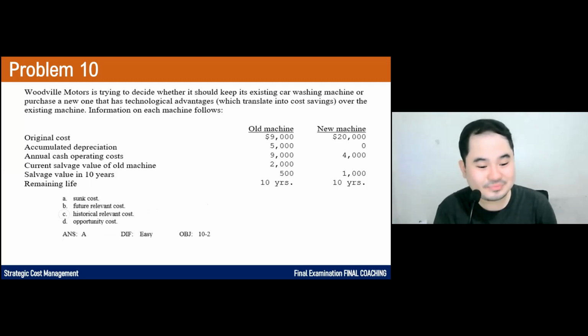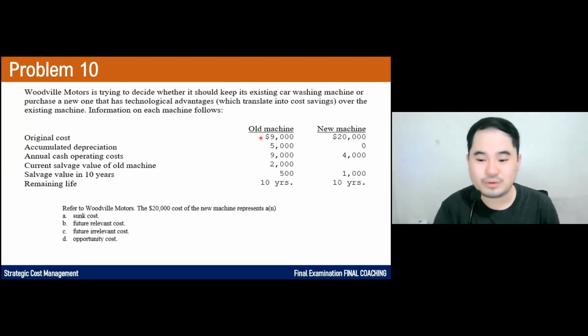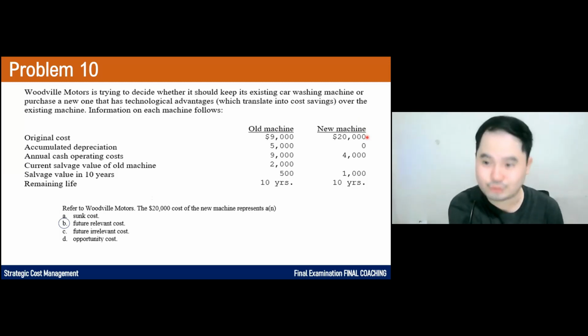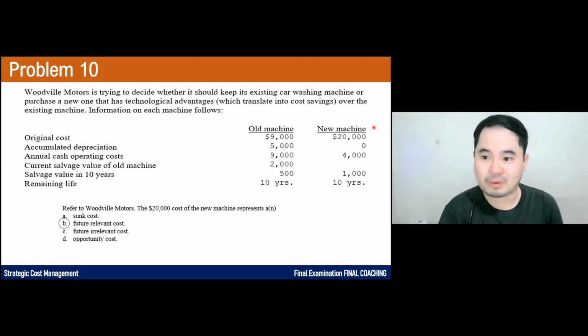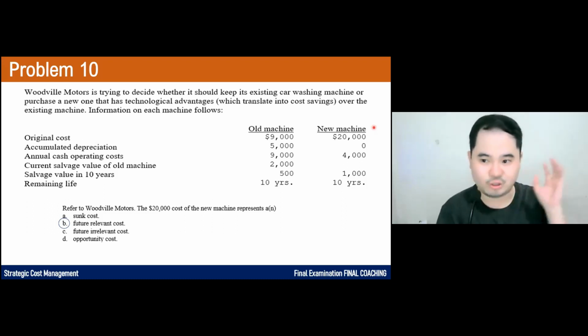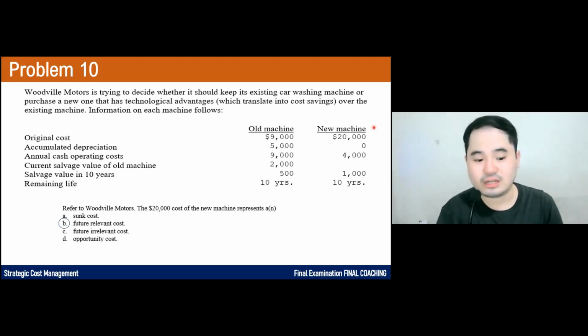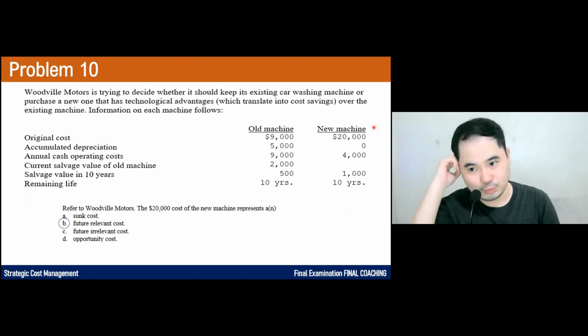Okay, next. The $20,000 cost of the new machine. Ito naman, yung $20,000 na to. Yan po ay future relevant cost, or kung sakali meron sa problem, ang choice ay out-of-pocket cost, o yun po yung sagot dyan. It is a future relevant cost. It is an out-of-pocket cost. Why? There is a required cash outlay for you to purchase this new machine. The new machine is $20,000 and you need to pay $20,000 to purchase that. Okay? So it's a future relevant cost, and specifically it's a cash outlay. So it's an out-of-pocket cost.